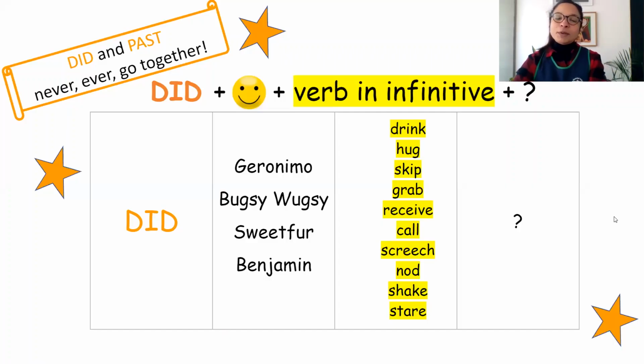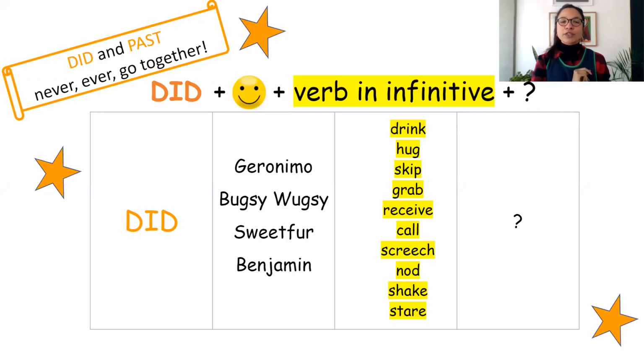Good. Remember that while creating questions in simple past, we have two types of questions. The ones that we answer with yes, no, these are the yes, no questions, and the ones that are WH questions. For example, where did Geronimo live? What did Bugsy Wugsy do? But today we're going to create the yes, no questions, okay? These yes, no questions are the ones that start with did.